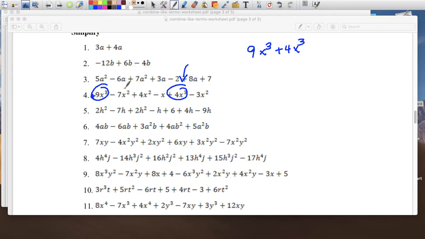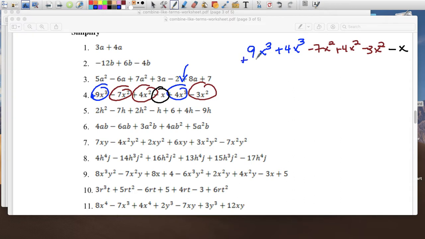I'm going to take now my x squared. So x squared is this one. So let me write negative 7x squared, and then plus 4x squared, and again, don't forget the sign that precedes it, and then lastly, minus 3x squared. And lastly, what do I have left over? I have a PlayStation 1, or just a minus x. I believe it's a minus x. So you can tell by the colors that I have three different types, right? I have the x cubes, I have the x squares, and the x's. So they're all going to be added separately. So this one is easy.